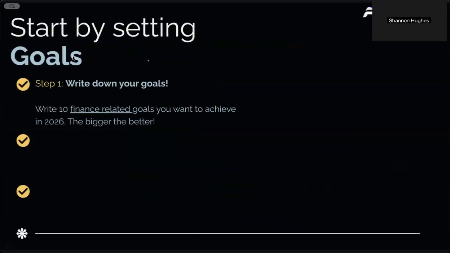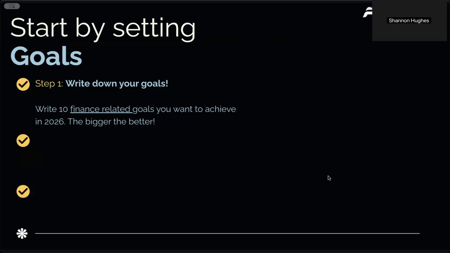Okay, and this is actually going to be part of your homework. Adrian, you asked about homework. This is going to be your first piece of homework. Number one, write down your goals. This alone will separate you from most of the population, 95% of the population. So to start with, I want you to write down 10 finance related goals that you want to achieve in 2026. The bigger, the better.